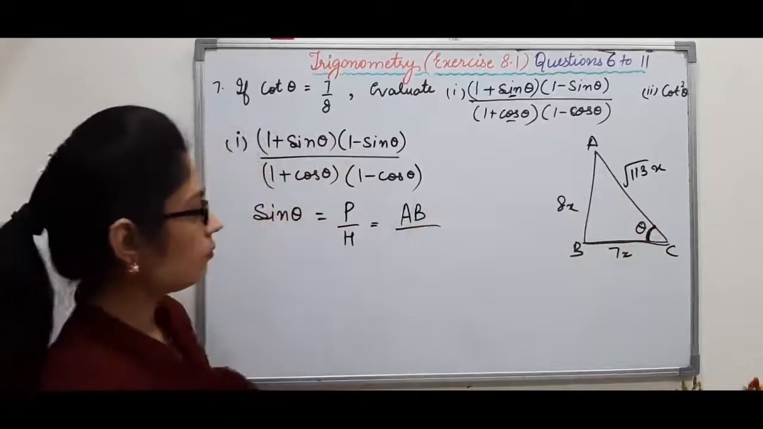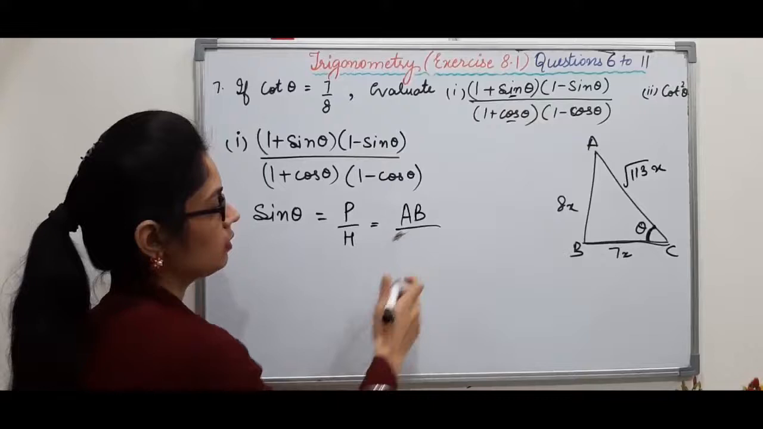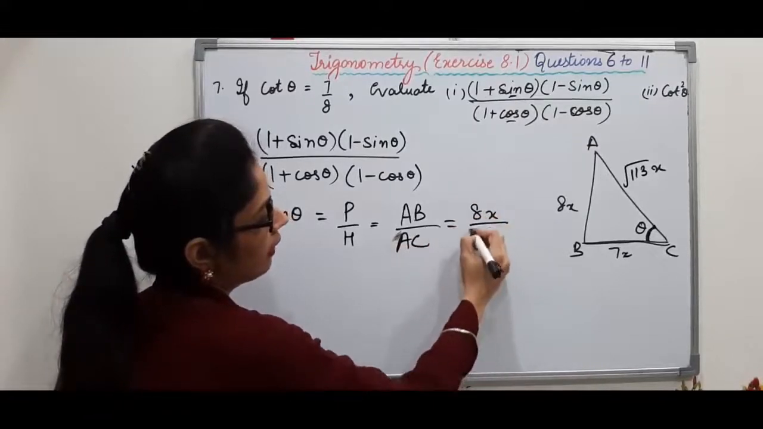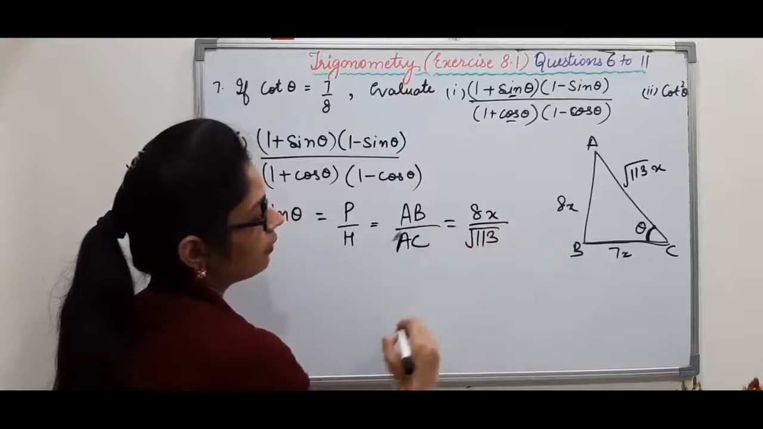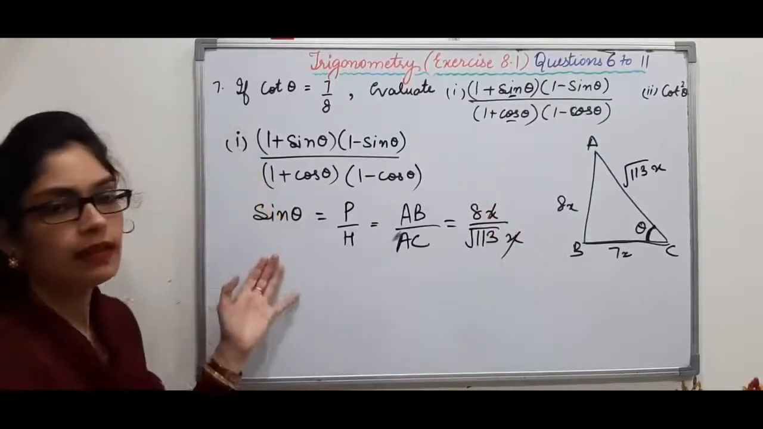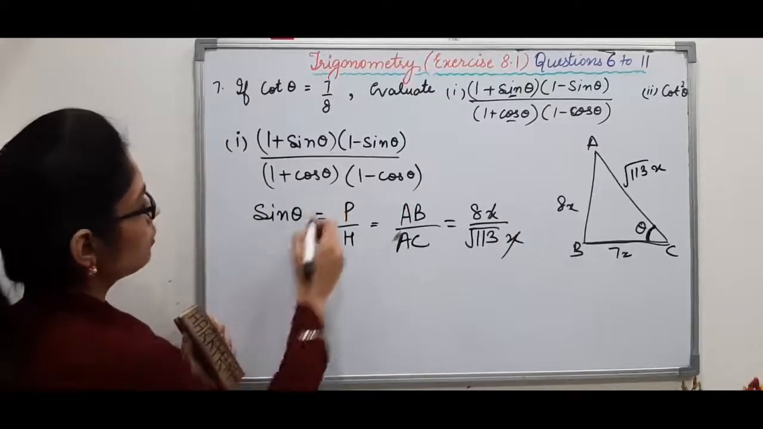Then the hypotenuse is the same, AC. So AB is 8x and AC is root 113 x. So this x and this x will get cancelled. So sine theta is equal to 8 by under root 113. Then cos theta.